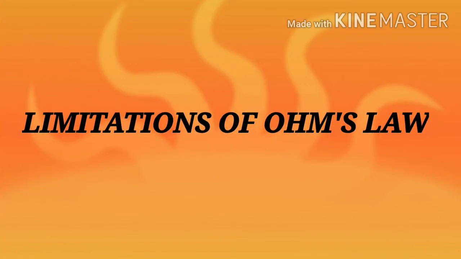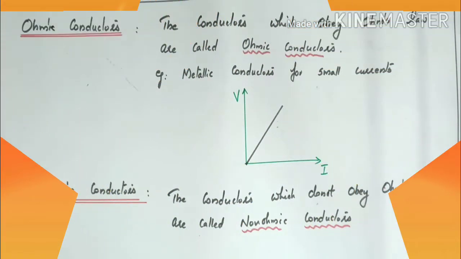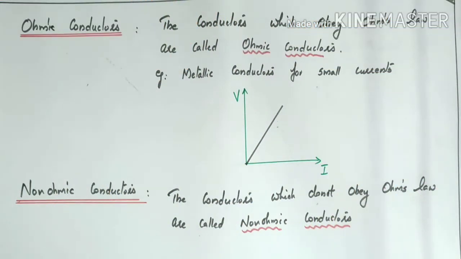Now, what are the limitations of Ohm's law? We know Ohm's law is not a universal law or fundamental law of nature. It has some limitations. Conductors which obey Ohm's law are called ohmic conductors. Example: metallic conductors for small currents. If a graph is plotted with voltage and current, the graph is a straight line. As voltage increases, current also increases proportionally. The conductors which do not obey Ohm's law are called non-ohmic conductors. This is what we are discussing now.